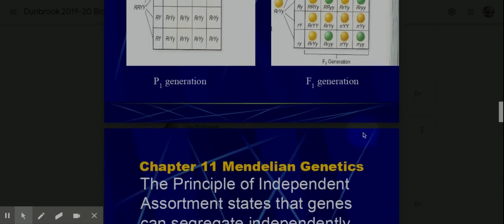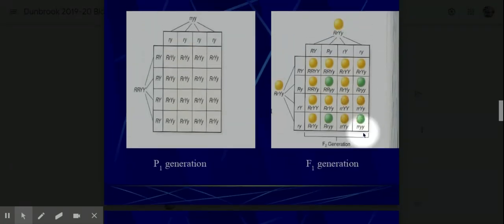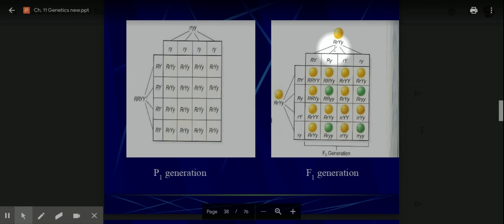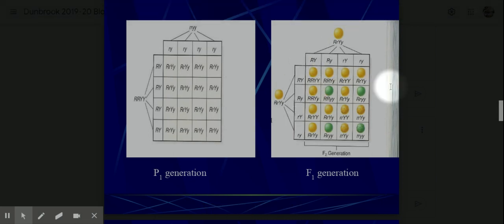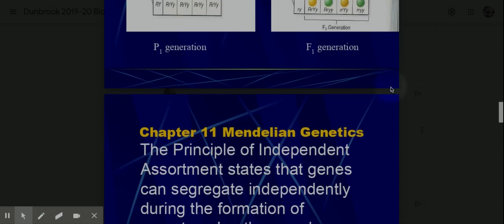This was a big deal because he started saying, okay, well, if you're round, I guess you're not necessarily yellow. And if you're wrinkled, I guess you're not necessarily green, and so on and so forth, because he saw all possible phenotype combinations in his actual experiments. Remember, this is prediction, but what Mendel actually saw, he recorded from looking at the plants in his greenhouse.